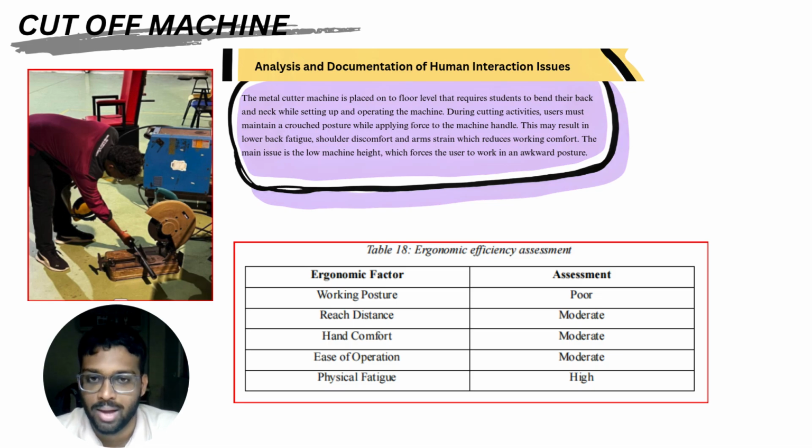Based on our ergonomic efficiency assessment, the working posture is rated as poor, while physical fatigue is rated as high, and reach distance and comfort and ease of operation are only at a moderate level. Therefore, the main ergonomic problem is the low machine height, which forces the operator to work in an uncomfortable and unsafe posture.